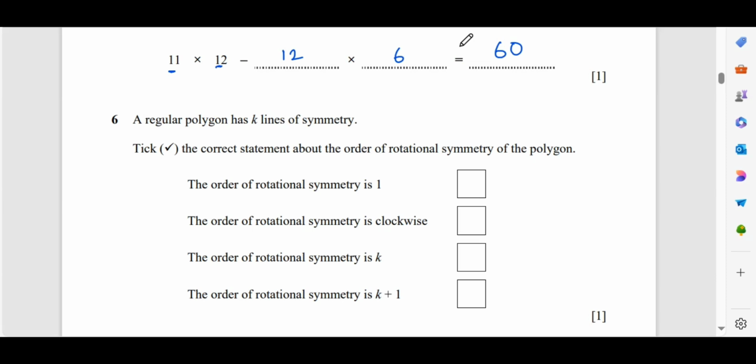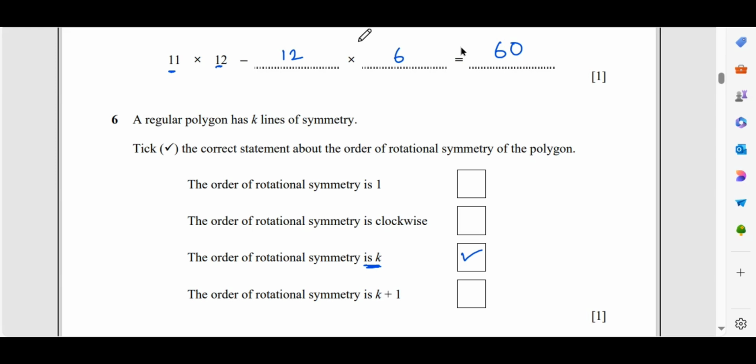Okay, so we have question 6. This question is on order of rotational symmetry of a polygon. So it's always clear that whenever we have k lines of symmetry of a polygon, the order of rotation of that polygon is k. So the answer for this question number 6 is k. The order of rotational symmetry is k. Okay, so which is the third box.